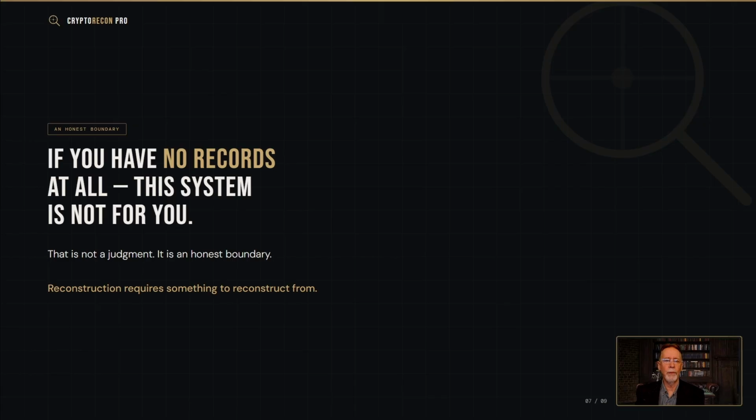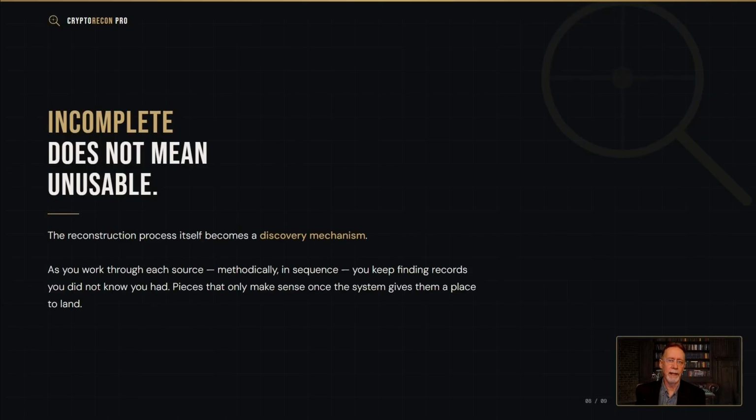Now I want to be direct with you here because I respect your time. If you have no records at all, no emails, no statements, nothing to work from, this system is not for you. That's not a judgment. It's the honest boundary. Reconstruction requires something to reconstruct from. But here's what most people get wrong at this stage. They assume incomplete means unusable.